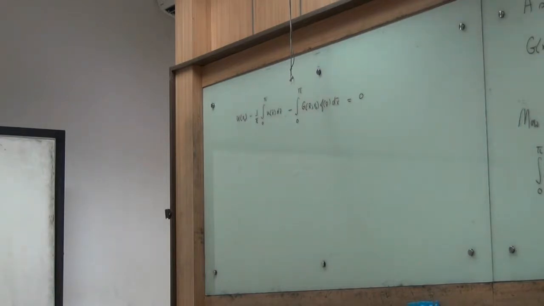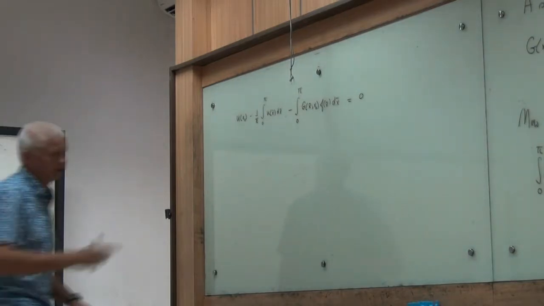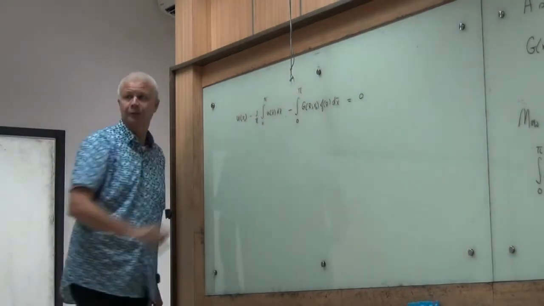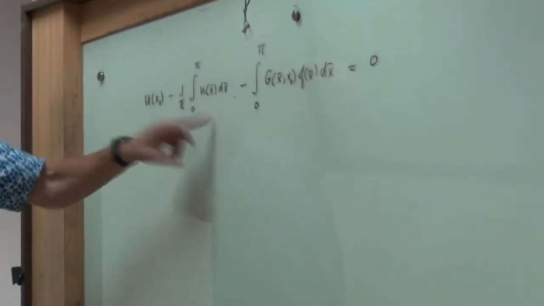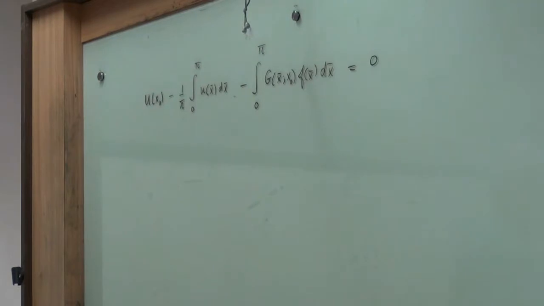The integral over the complete interval of u. That will give me a constant, right? You agree? This integral will always give me a constant. But the question is, what's the constant value that I get over here? Is it 0? I sum the temperature.